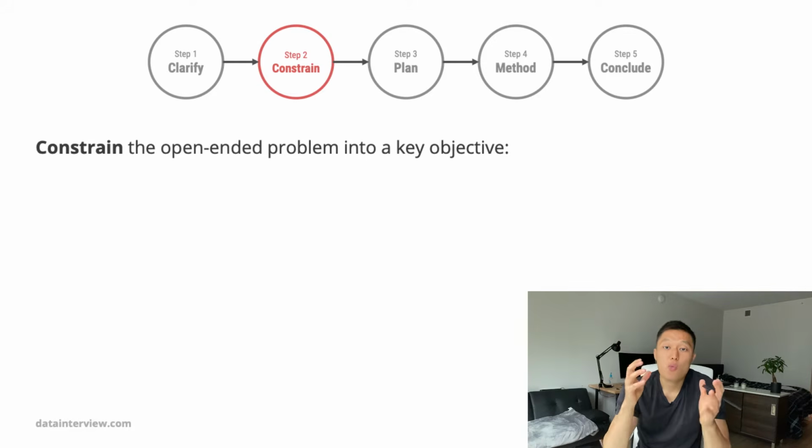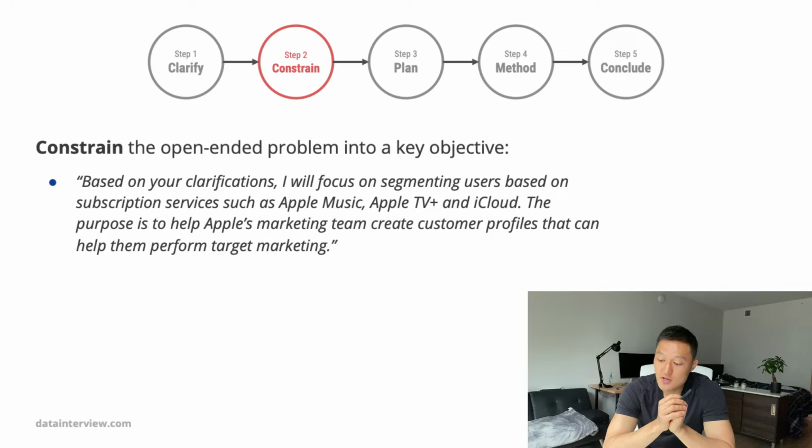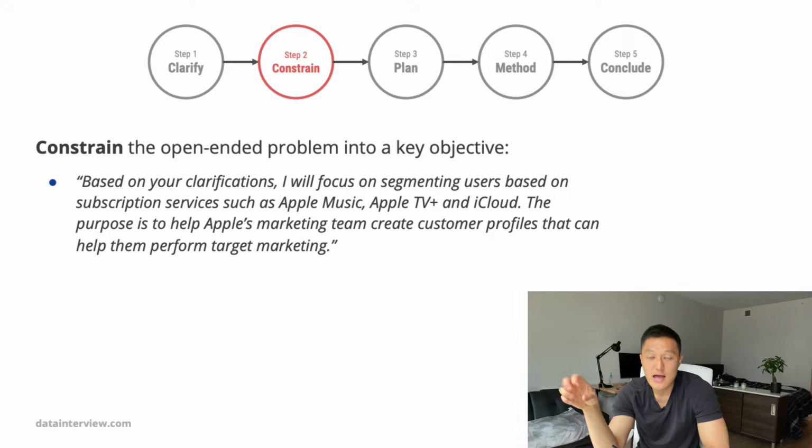So this is the part after you have gathered some initial clarifying questions and your assumptions have been clarified. It is time for you to constrain this open-ended, vague problem into a specific thesis. So you can say something along the lines of, based on your clarifications, I'll focus on segmenting users based on subscription services such as Apple Music, Apple TV Plus, iCloud. The purpose is to help Apple's marketing team create customer profiles that can help them perform target marketing. So notice how the response is really trying to refine things as you go along. And that's what this constraint step is supposed to help you with.